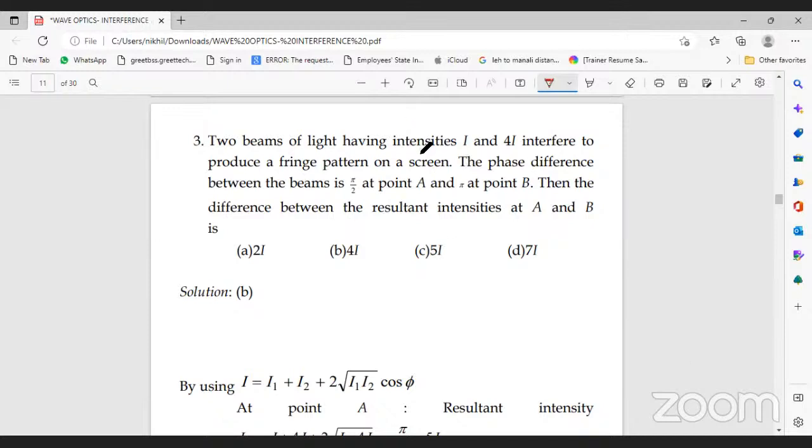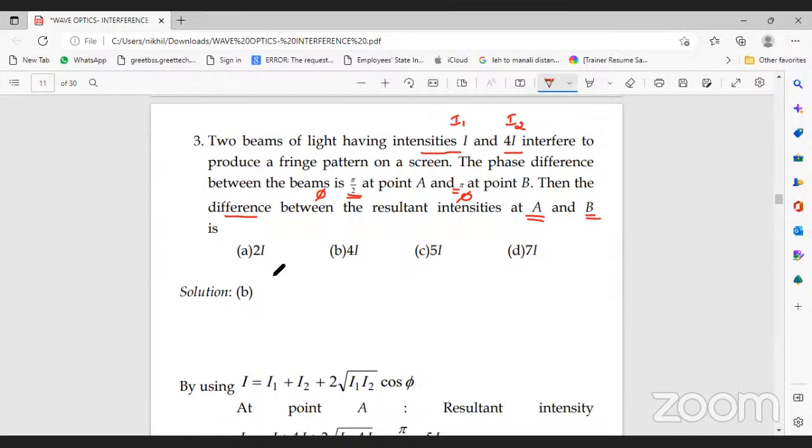How many intensities do we have? Two, sir. This is I1, this is I2. They are expecting the phase to be pi by 2 for the first case, and the phase is pi for the second case. They are asking to find the difference between the resultant intensity at A and the resultant intensity at B.